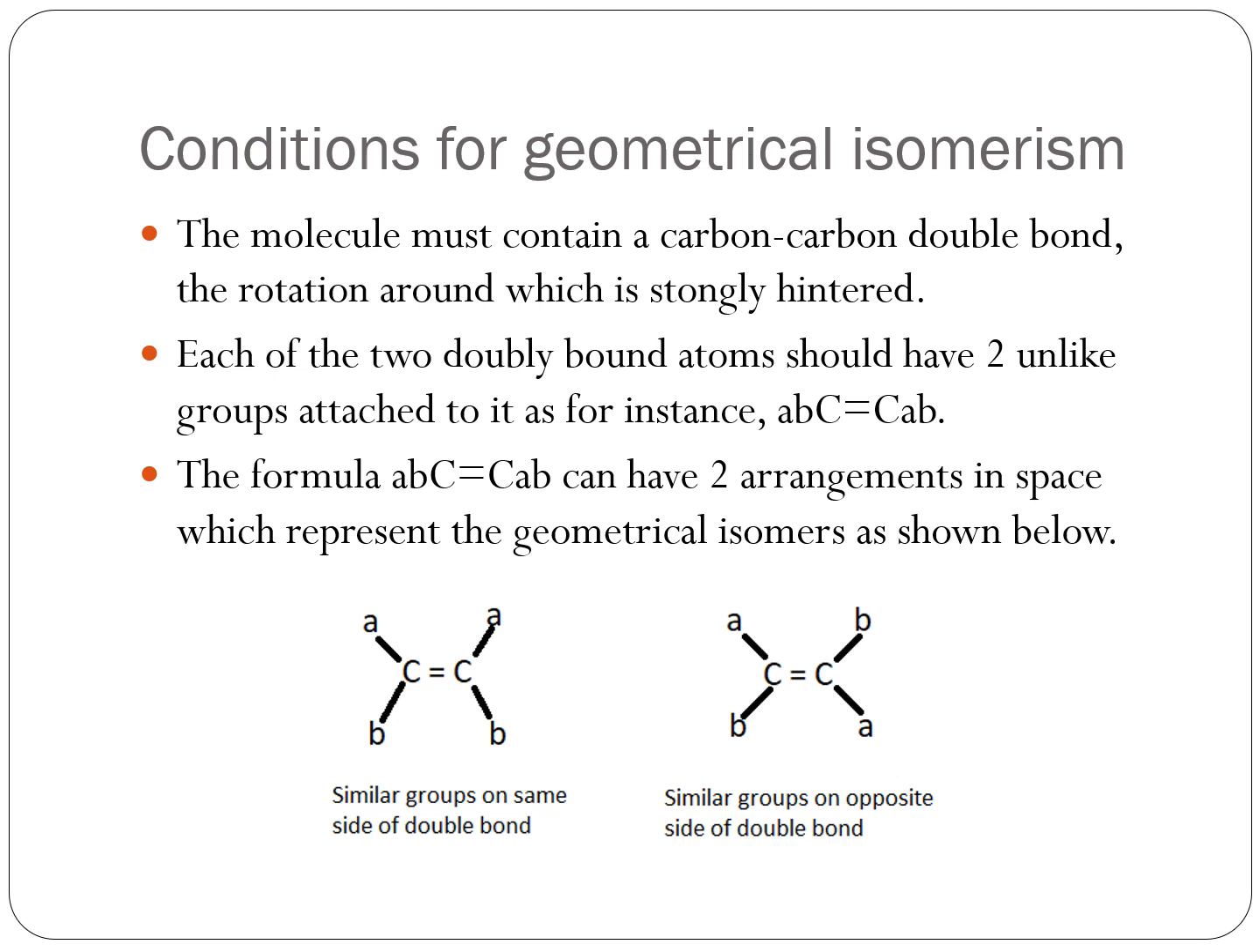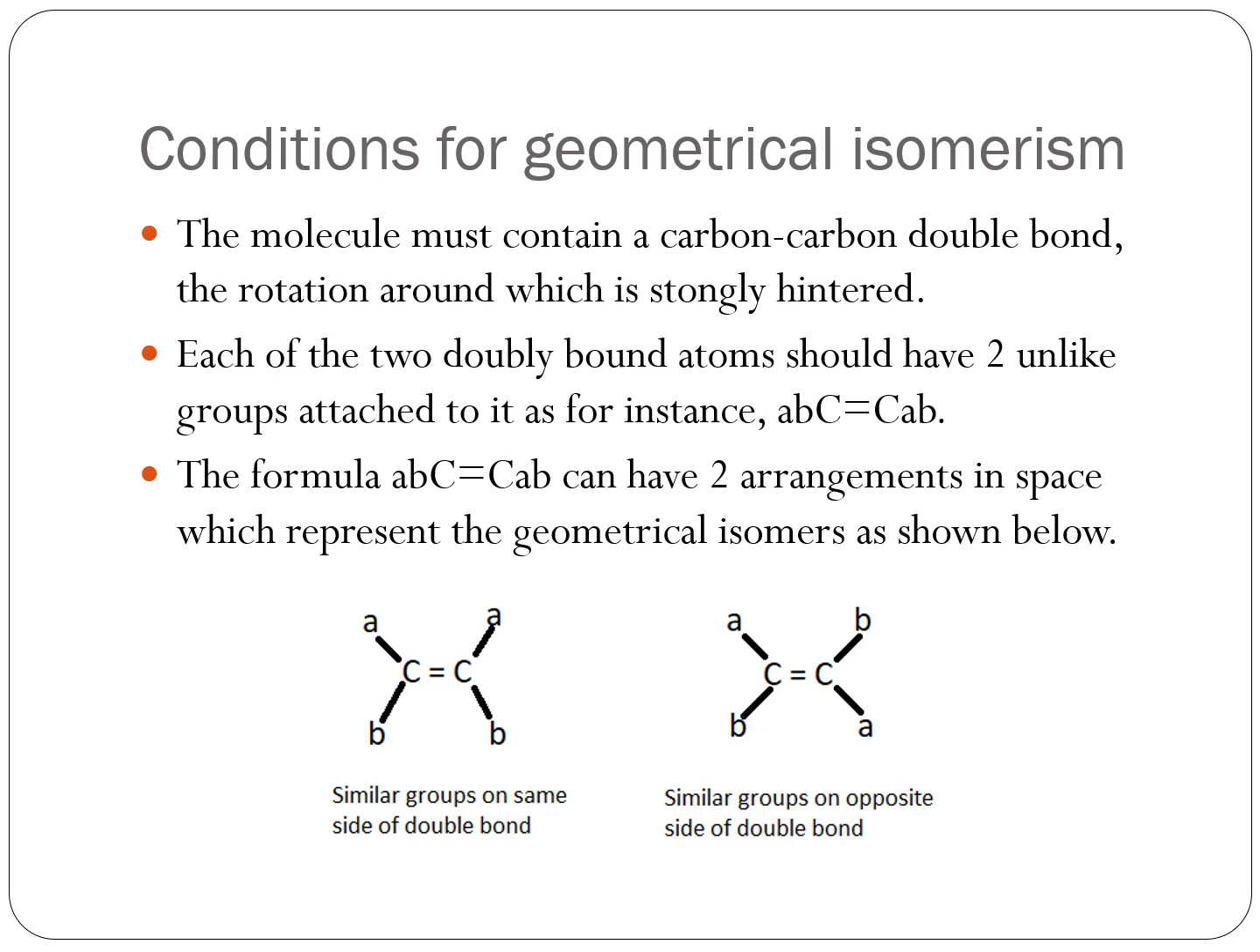Second point, each of the two doubly bonded atoms should have two unlike groups attached to it. For example, A and B are different groups. Two different groups should be attached to each doubly bonded atom. That is the next condition. Third point, the formula should have two arrangements in space which represent the geometrical isomers.